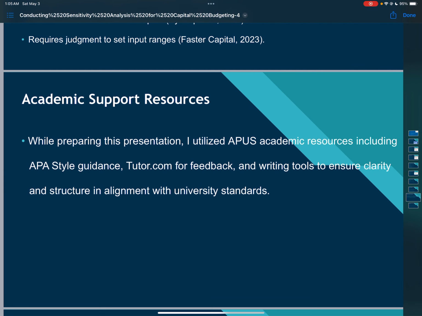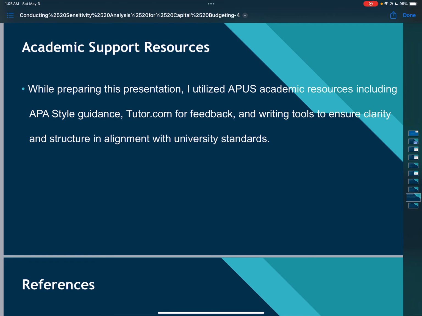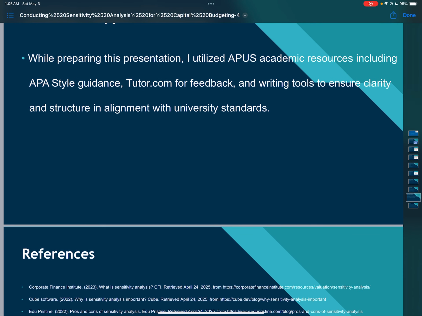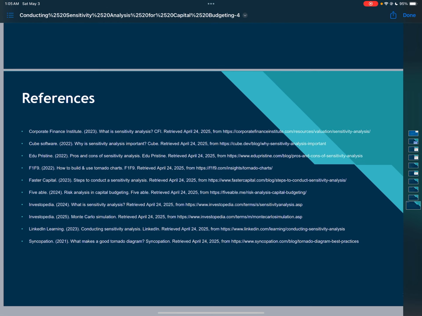And in this slide, I used resources like tutor.com, the APA Style, and the writing process to help me prepare for this presentation and make sure that it meets the academic standards. And in this slide, these are my references that I used for this presentation.